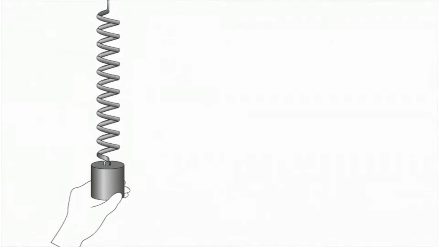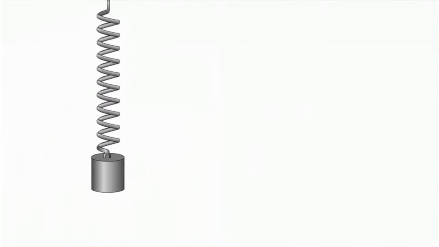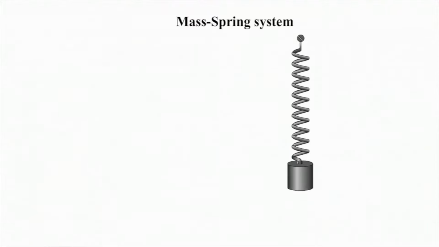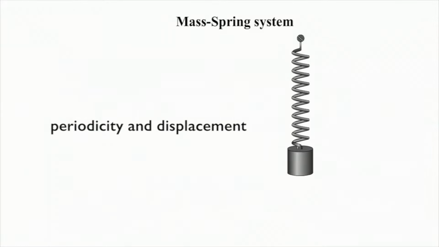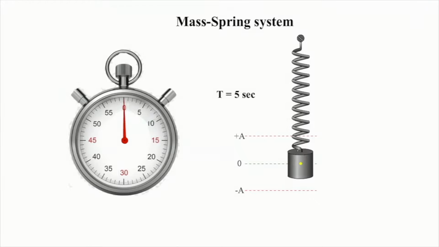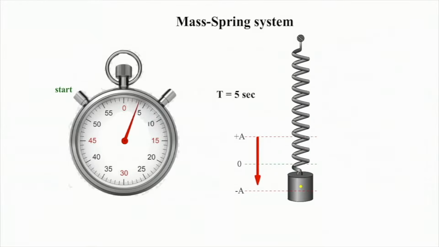Likewise, when a spring is pulled or pushed from its rest position, the reaction force causes the spring to return to its original length. The back and forth oscillation of a simple harmonic system can be described by its periodicity and its displacement, the degree of movement. The period T is the time for one complete oscillation back and forth.